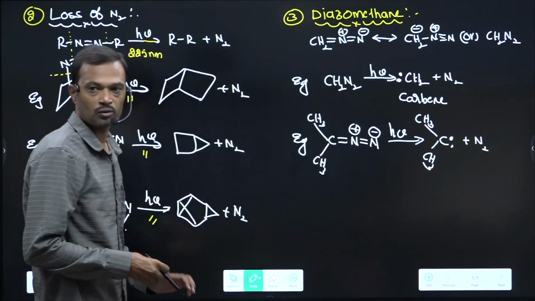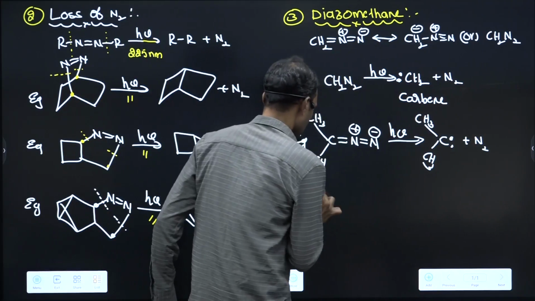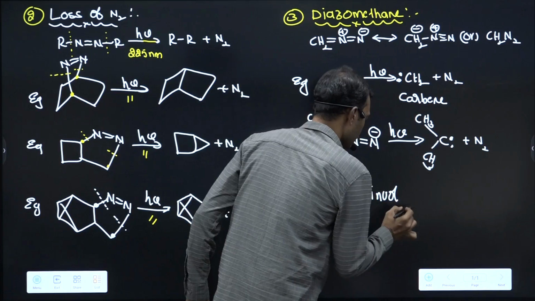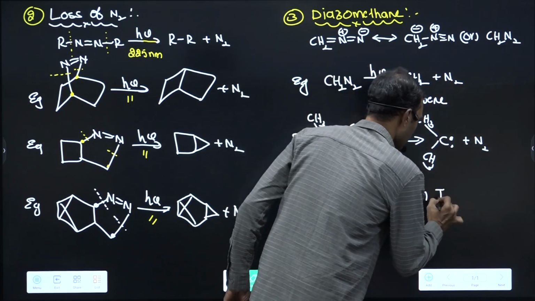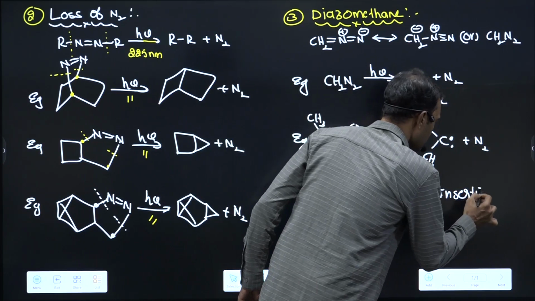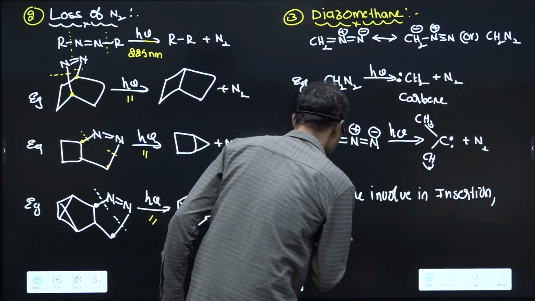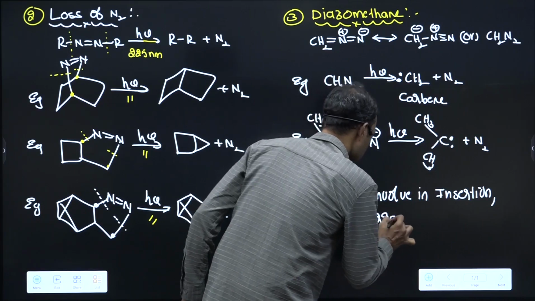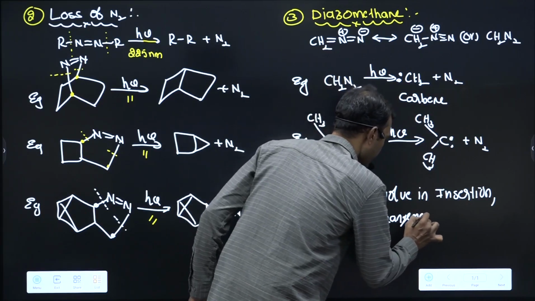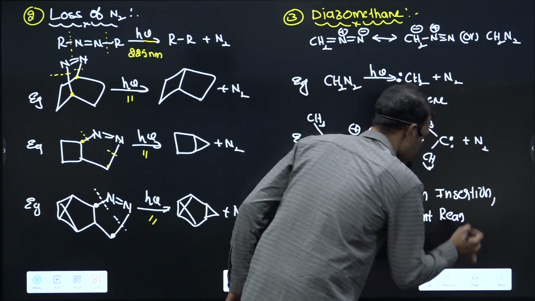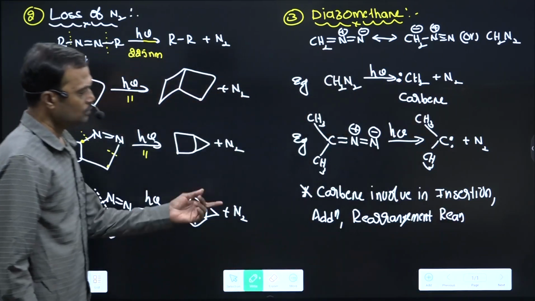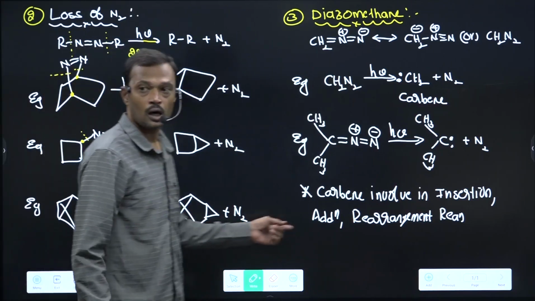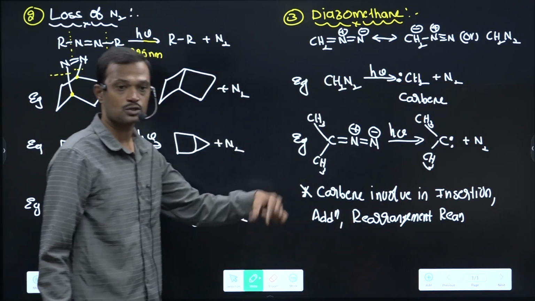Do you know which reactions carbene is involved in? Carbene is involved in insertion, addition, rearrangement reactions. These are the most common reactions. Insertion, addition, Simmons-Smith reaction possible, and one more is Wolff rearrangement, Arndt-Eistert rearrangement. All are possible after generation of carbene.